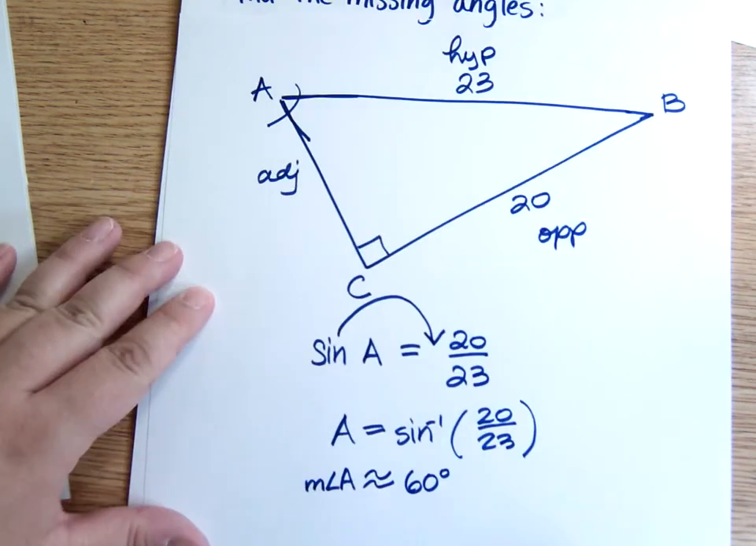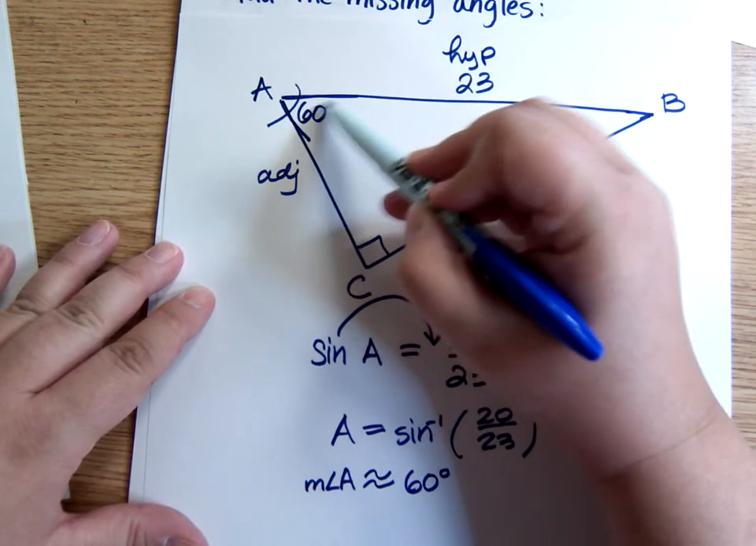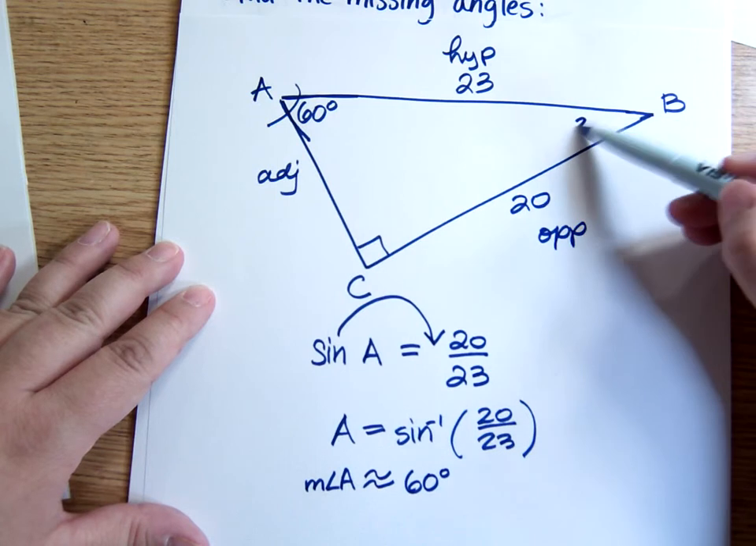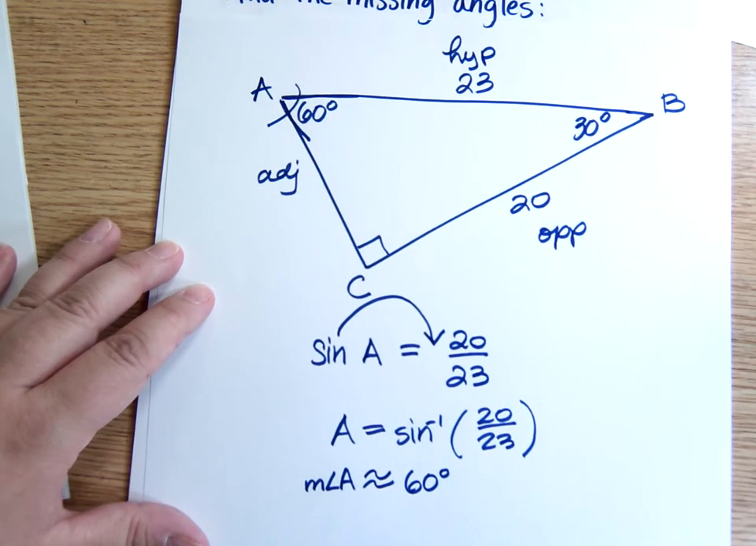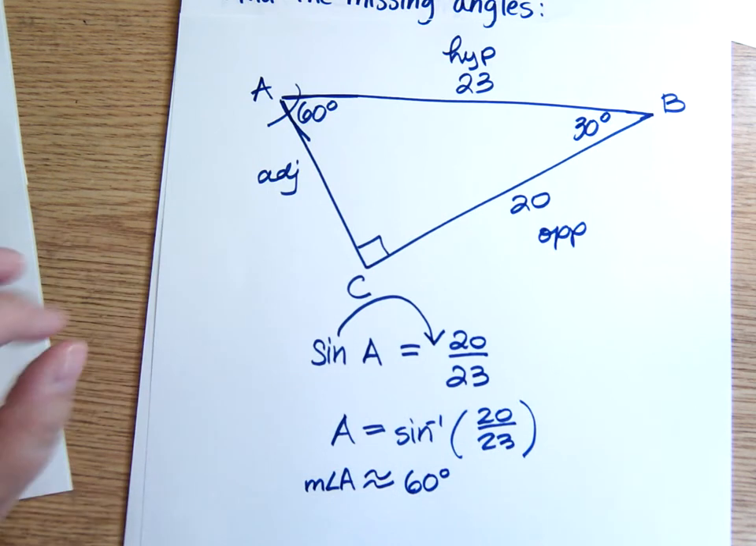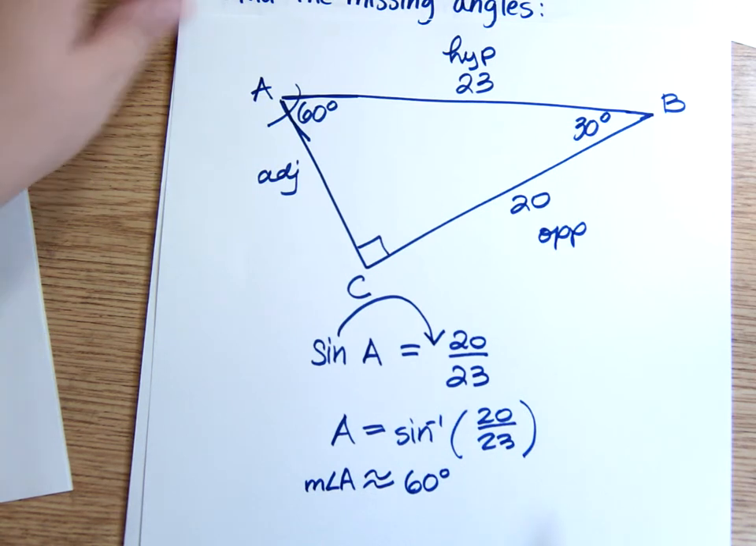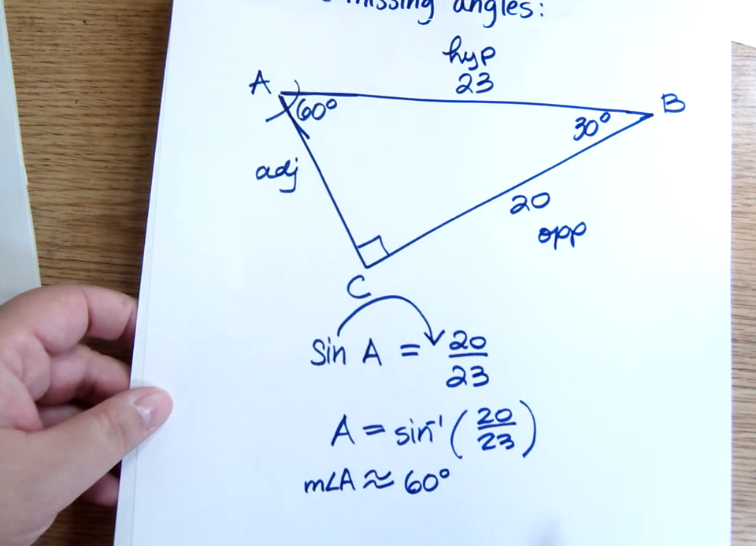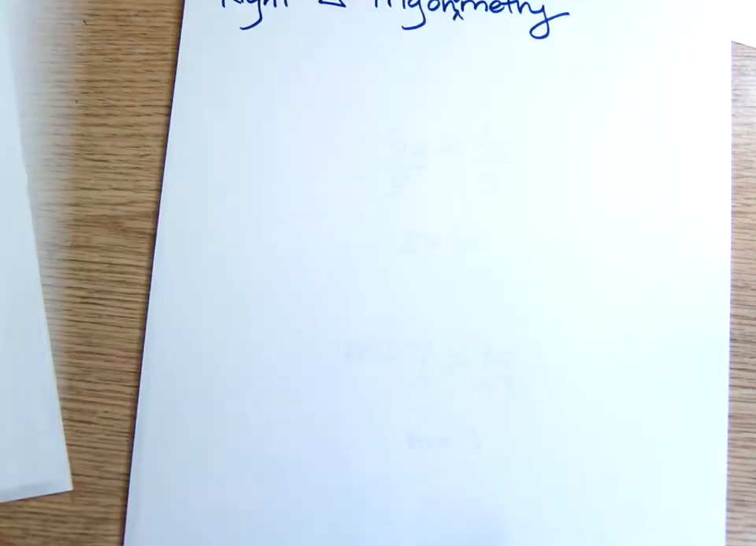If A is 60 degrees, then what's B? 30. Good. It's 30, 60, 90. Now let me point out something very important. A lot of times, once we learn how to do angles, students start using inverse sine, inverse cosine, inverse tangent all the time. Do not use the inverse all the time. Inverse is only for finding angles. Only for finding angles.